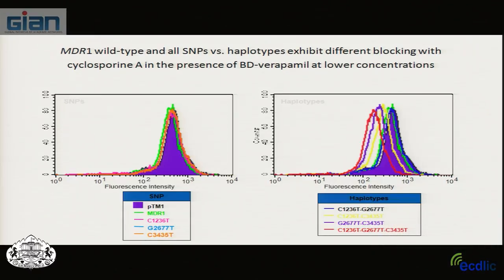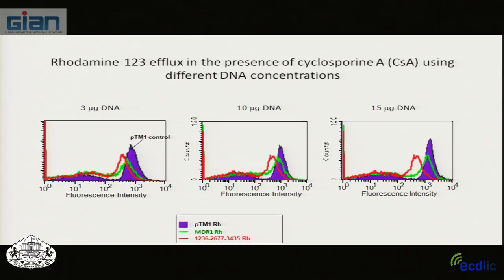But if you have this transport, you can then use an inhibitor like cyclosporine to see how the inhibitor is inhibiting the efflux function. And as you can see here now, this is just the PTM1 as well as the different single SNPs, which has no change. But when you use the haplotypes, some of them show, you know, differential inhibition by cyclosporine of the BODIPY verapamil efflux. So this was the first indication that there are some subtle changes in the effect of cyclosporine on the efflux function.